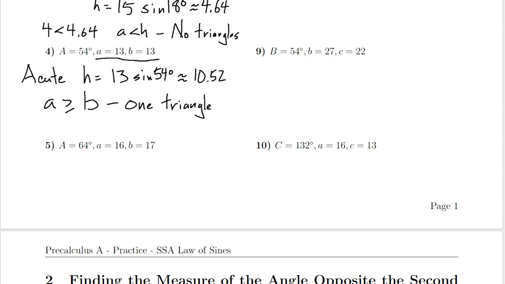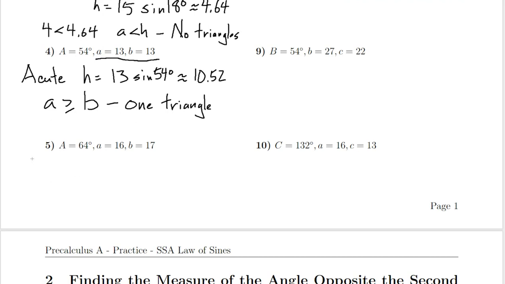But sometimes you can go ahead, look at that acute, and the first decision you want to make is to look at your A and your B. And if you see a situation here where A is greater than or equal to B, you don't even have to calculate H. You can just say, since A is greater than or equal to B, we know that there's going to be exactly one triangle. All right, go ahead, give number 5 a try.